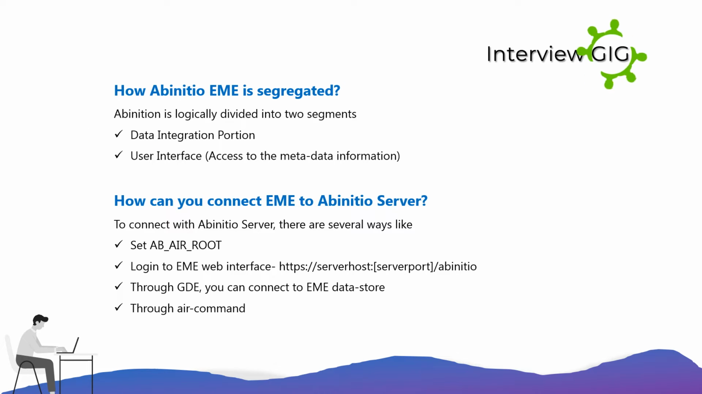How is AbInitio segregated? AbInitio is logically divided into 2 segments. 1. Data integration portion. 2. User interface, access to the metadata information.